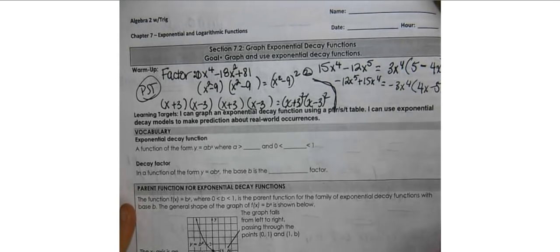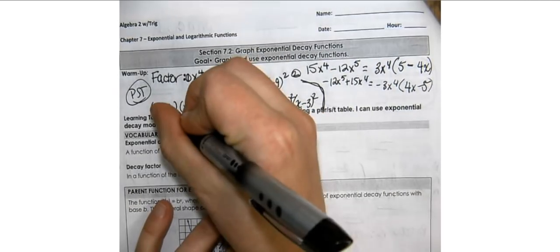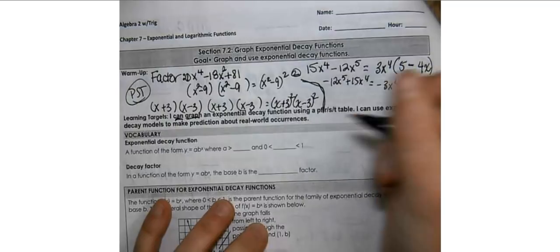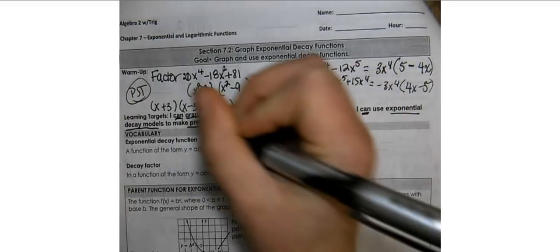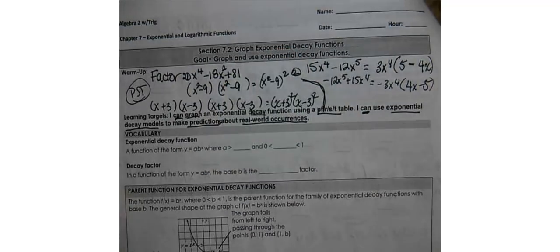We will have more factoring practice coming up, but here are our learning targets for today. I want you to be able to say that I can graph an exponential decay function using a parent function, reflection, stretch, shrink, translation table. I also want you to be able to say I can use exponential decay models to make predictions about real-world occurrences.